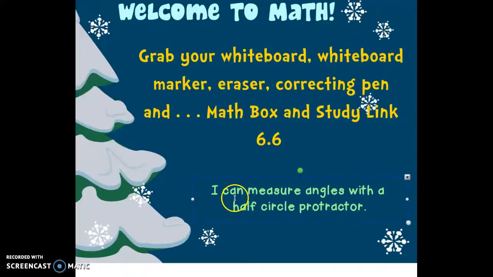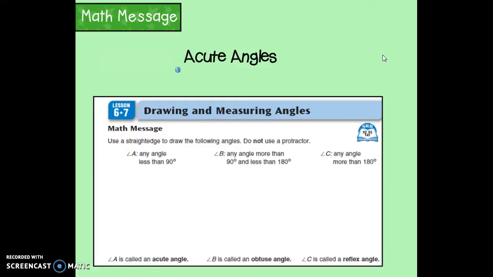Today we are going to talk about measuring angles, and today in your lesson you're going to be able to say, I can measure angles with a half circle protractor. To begin today's lesson, I would like you to open your math book to page 157, and you are going to draw these angles, but it says very specifically, do not use a protractor. So you just have to use a ruler to do this.